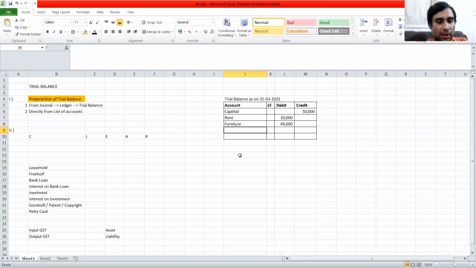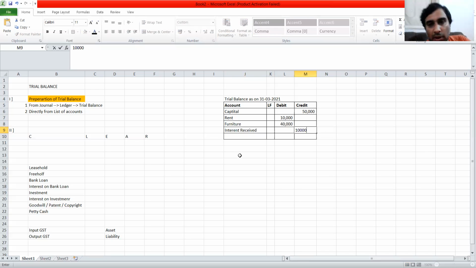Let us say you have interest received, and let's say that is 10,000. So that will come here. So your ledger will have the amounts either on the left side or the right side. If the left side is greater, it is a debit balance. So in rent account, the left side will be greater. That's why I put over here.